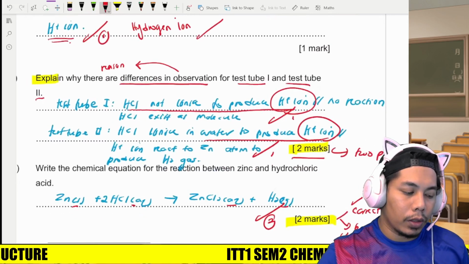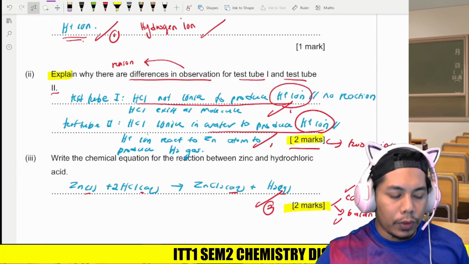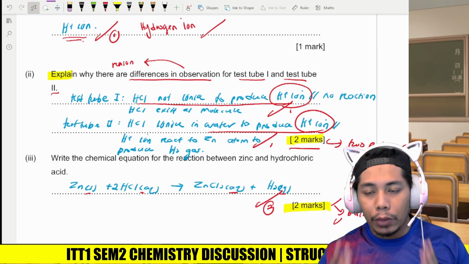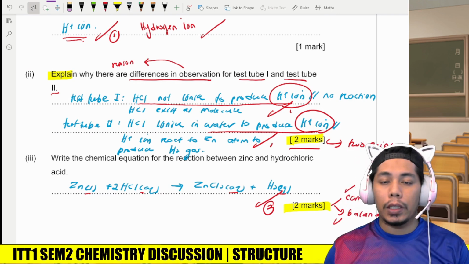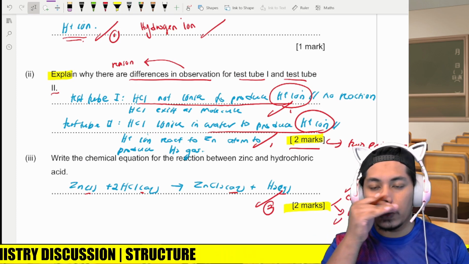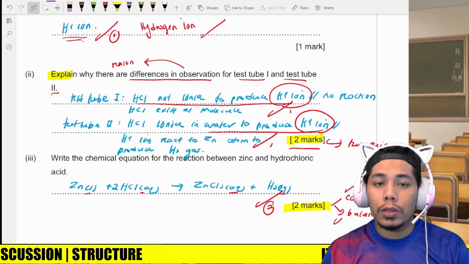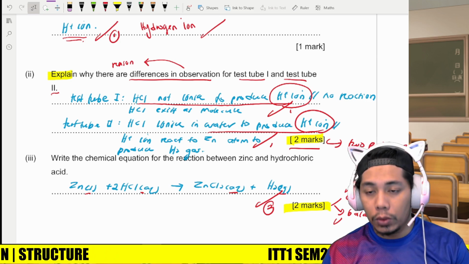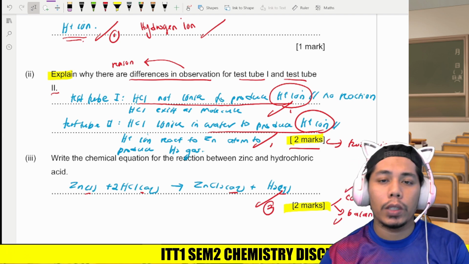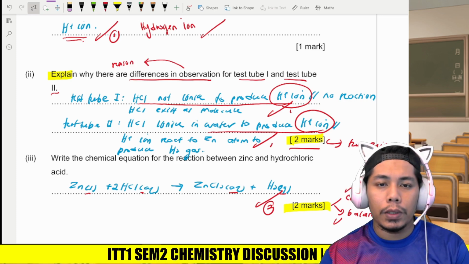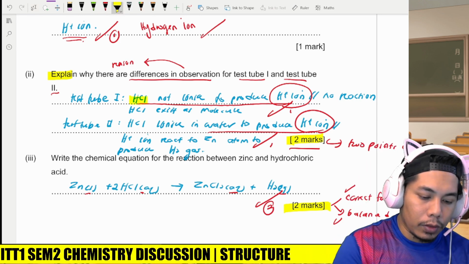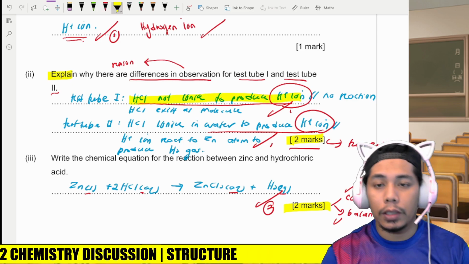Okay, and then question 2, explain why there are difference in observation for test tube 1 and test tube 2. So dalam soalan ini jangan jawab balik observation, dia suruh explain daripada observation. Kenapa test tube 1 no reaction and why test tube 2 produce hydrogen gas? So sama juga bila ada dua markah, kamu kena cerita satu-satu. First cerita pasal test tube 1, yang kedua cerita pasal test tube yang nombor 2. Okay, so dalam test tube 1 ni cerita lah HCl kenapa dia tak ada reaction? Because HCl not ionized to produce H+ ion. Mesti relate dengan H+ ion.